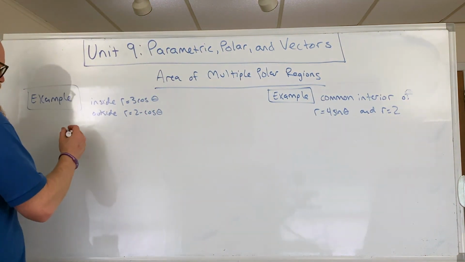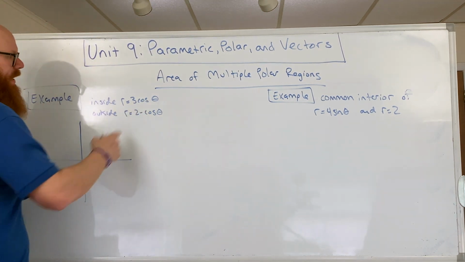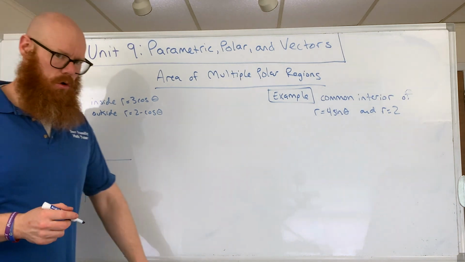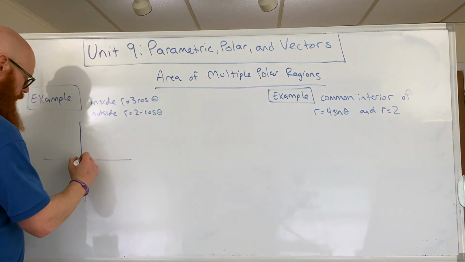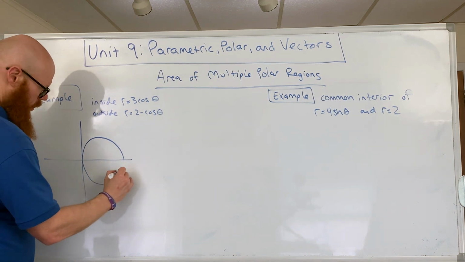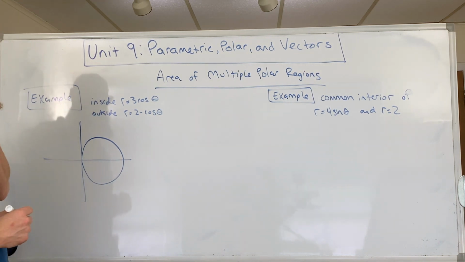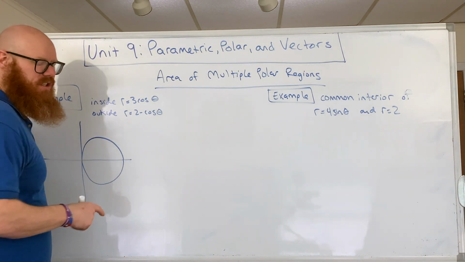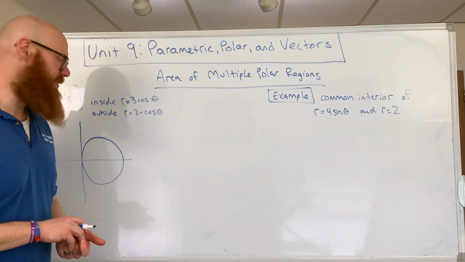So let's first take a quick look at a sketch of what these look like. 3 cosine theta is a circle along the positive x-axis with a diameter of 3. So it really helps to know your polar curves. All right, so that's 3 cosine theta, and 2 minus cosine theta I believe is a dimpled limaçon.